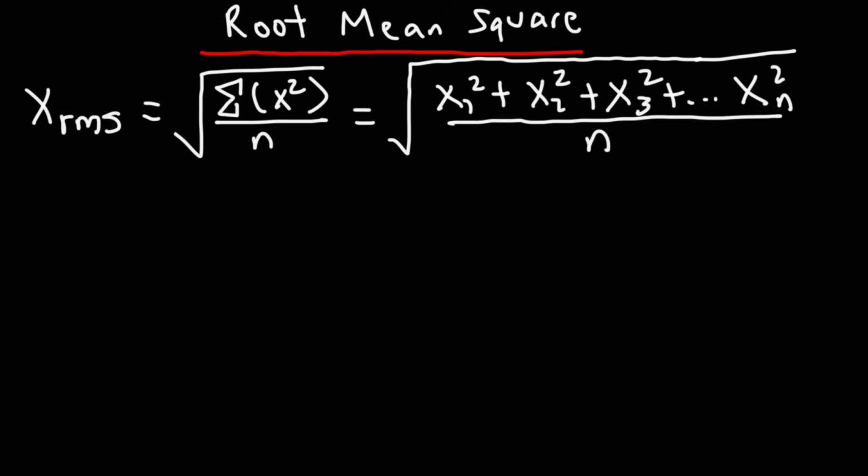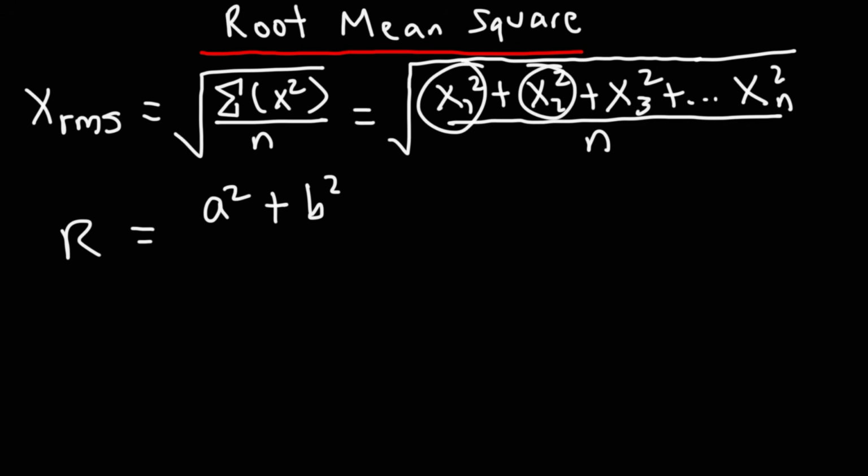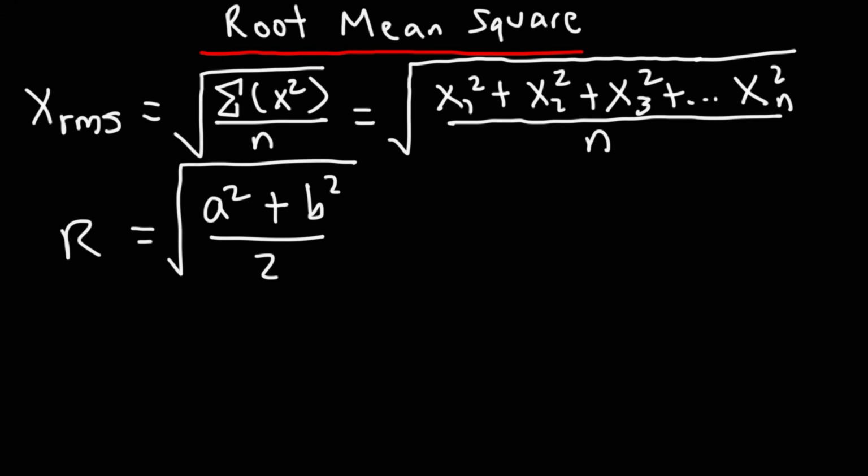Now let's say we want to find the root mean square of just 2 numbers. So let's say we just have these 2. Let's say x1 is a, this would be a squared, and x2 is b, that would be b squared. So a squared plus b squared. If we have two numbers, n is going to be 2. So we get this formula for the root mean square of two numbers. It's a squared plus b squared divided by 2, all in the square root.